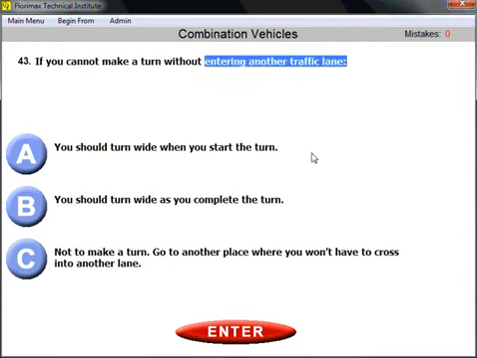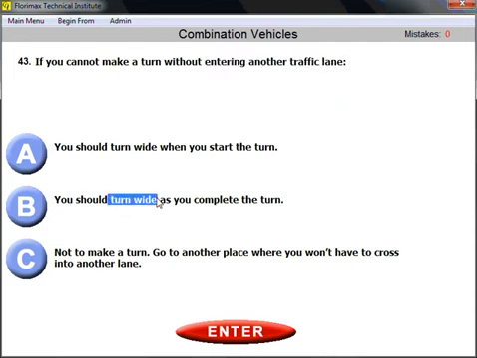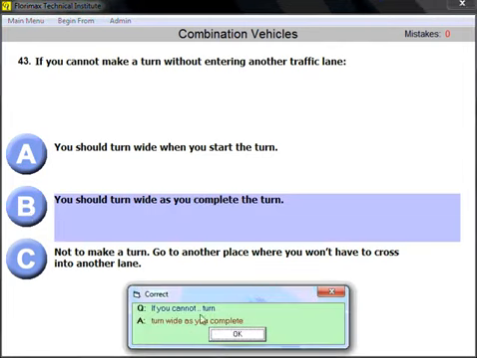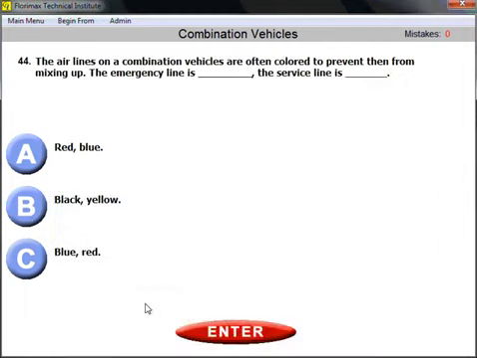So what should you do? You should turn wide when? Oh, as you complete the turn. Not when you start, not in any other place. You should turn wide as you complete the turn.